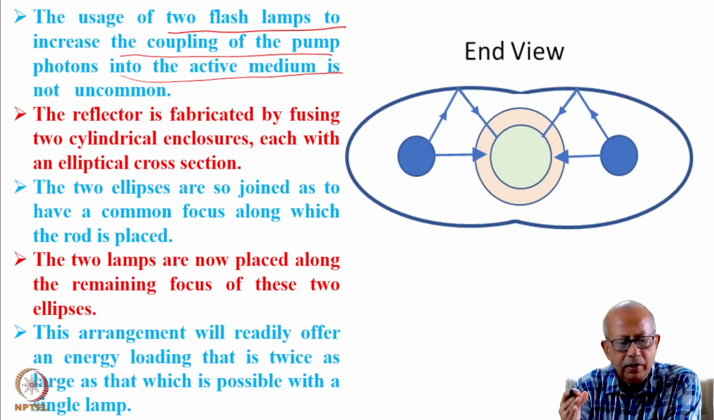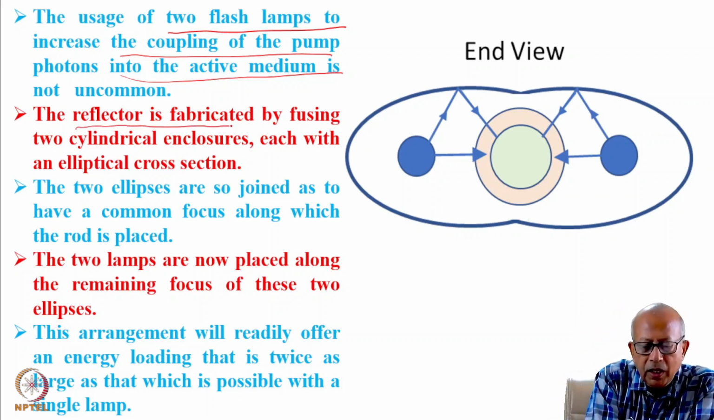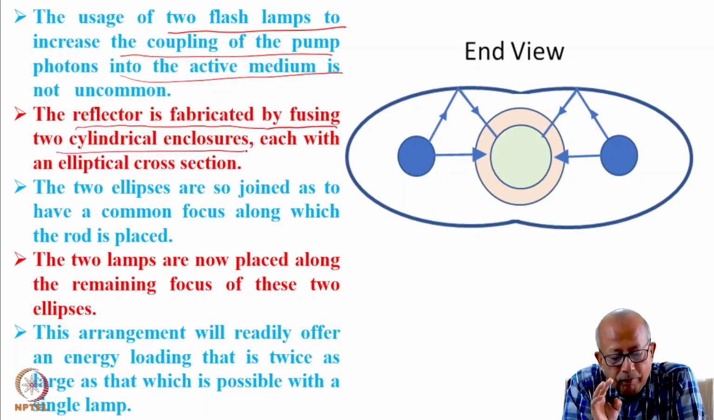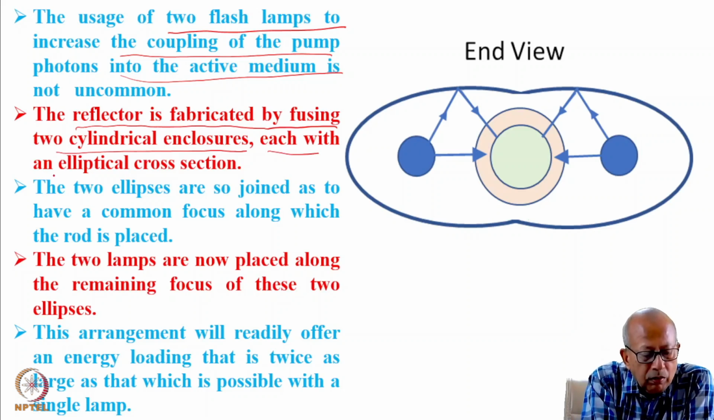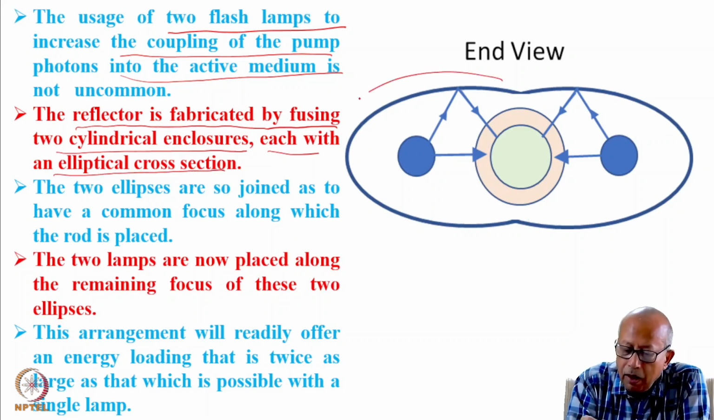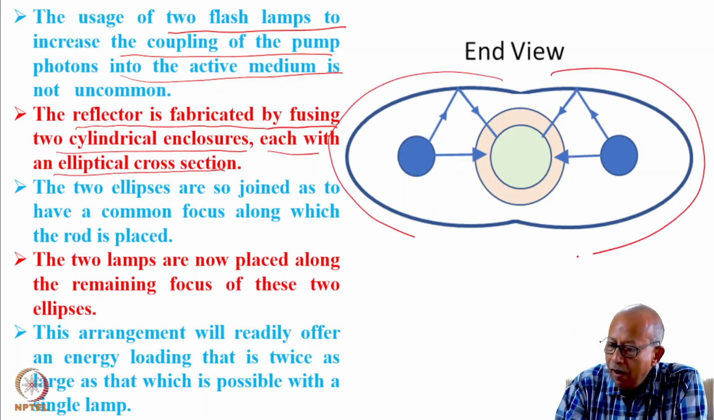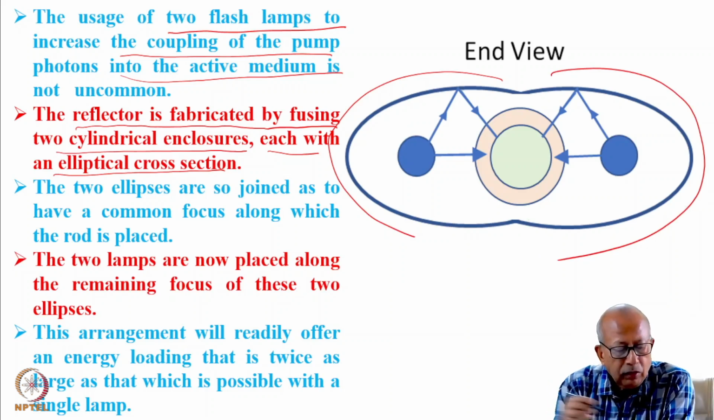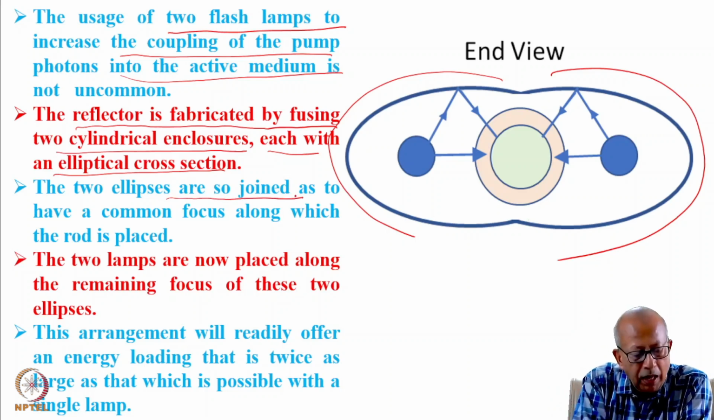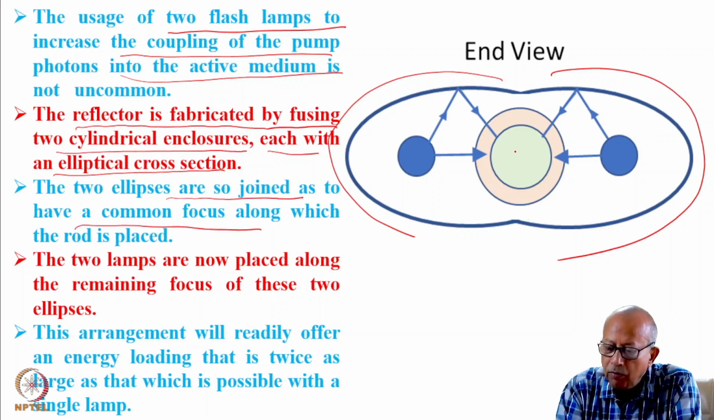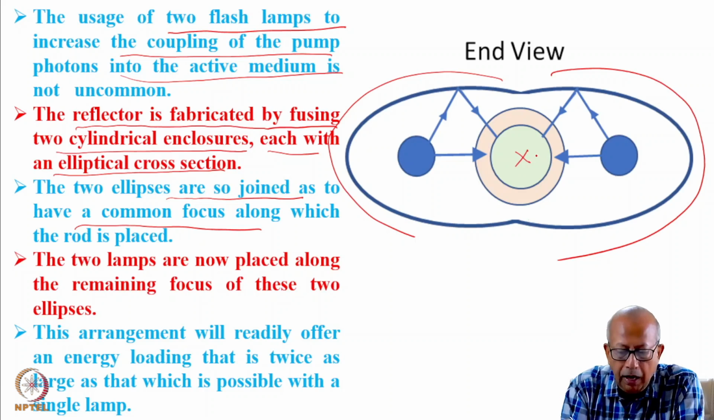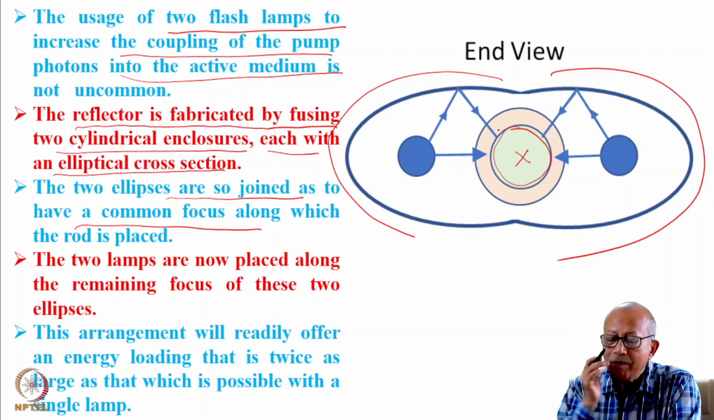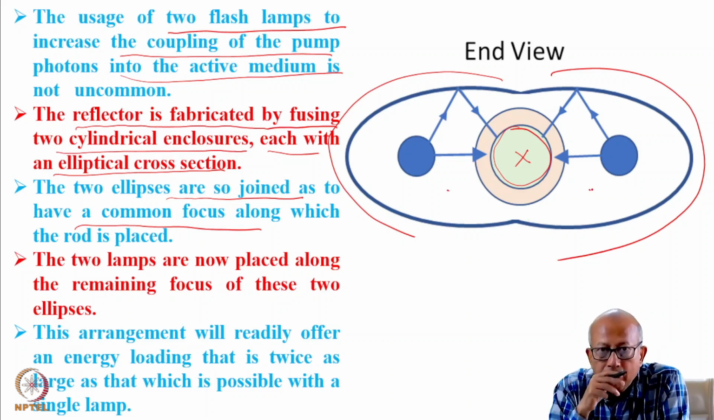So what is done here? This reflector is fabricated by fusing two cylindrical enclosures into one, each with an elliptical cross section. Both have elliptical cross sections, as you can see, and they are fused into one. The two ellipses are joined so as to have a common focus. This is the common focus, along which the rod is placed. So this is the rod, which is placed along the common focus of these two ellipses.